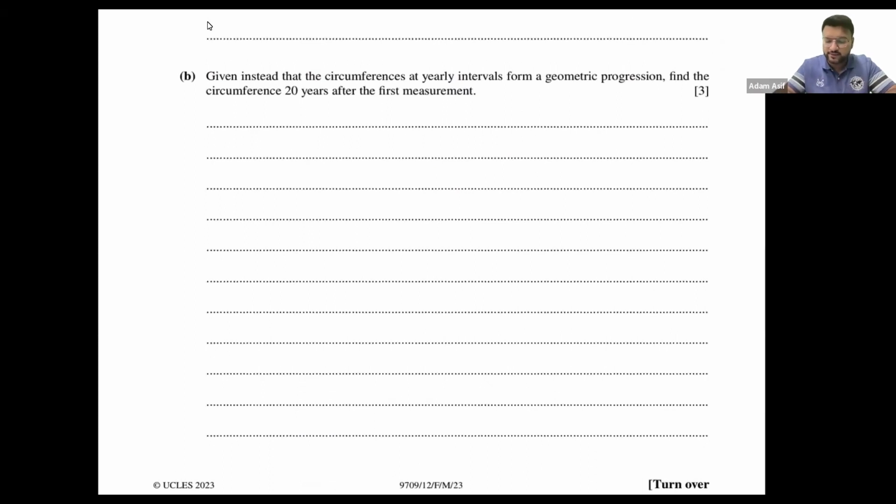Given instead that circumference at yearly intervals form a geometric progression, find the circumference 20 years after the first measurement. Now, if this part was considering this progression to be geometric, then what is going to be T20? The formula for Tn is AR to the power of n minus 1. The first term is 5.02. What's going to be the common ratio?